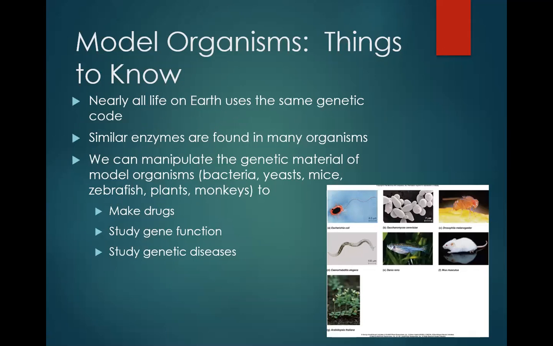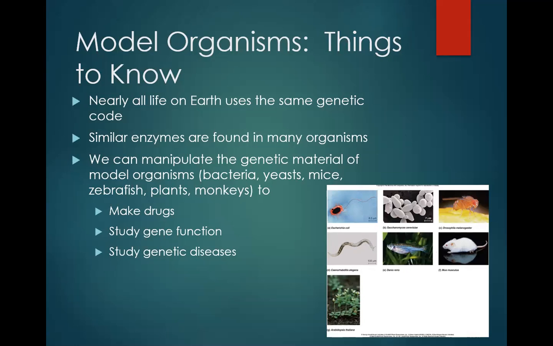Molecular genetics also encompasses model organisms. Since pretty much everything on Earth uses the same genetic code and has some similar enzymes, we can use model organisms from bacteria to yeast to mice, zebrafish, plants, monkeys. We've got fruit flies here. We've got zebrafish. C. elegans is a worm that's been used a lot. This is a mouse. Arabidopsis is a plant. All of those have been used as model organisms.